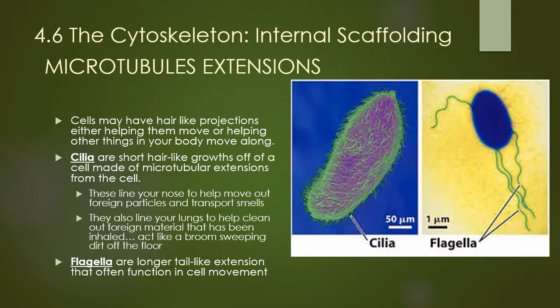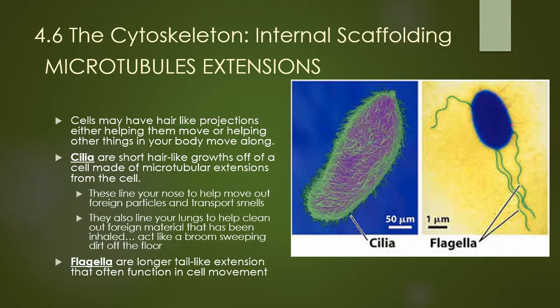There's two types of microtubular extensions that can exist off the cell. So we talked about microtubules inside the cell, but there's a few that exist on the outside of the cell, and two of these are cilia here, which are very short little hair-like projections, and then flagella, which are long tail-like extensions. And cilia are, as I said, the short hair-like growths off the cell. They're made of microtubular extensions, so these microtubules or filaments that come off the cell.